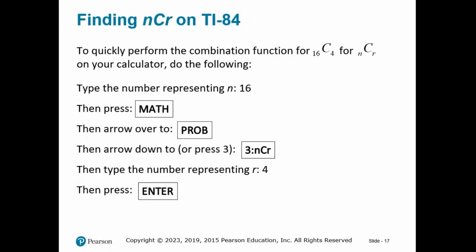To quickly perform the combination function for 16 choose 4, do the following. Type the number representing n, in this case 16, then press the math key, then arrow over to probability, then arrow down to or press the 3, then type the number representing r, or 4 in this case, then press enter. Try it yourself with another set of numbers.